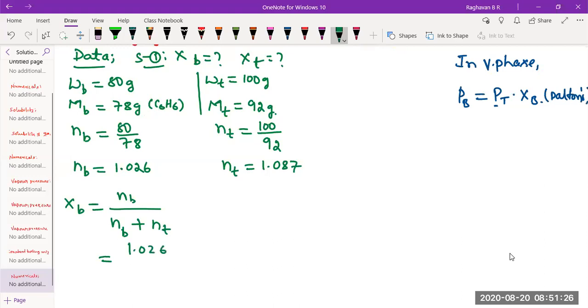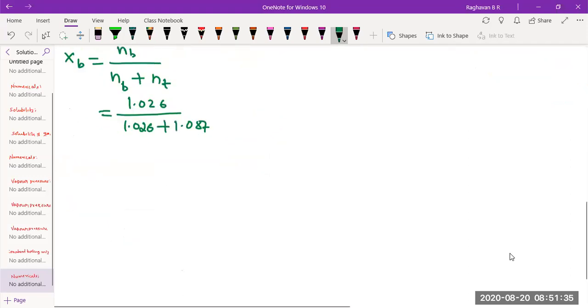1.026 divided by 1.026 plus 1.087. Can anybody tell me immediately XB? 0.486. We'll go with up to third decimal accuracy.